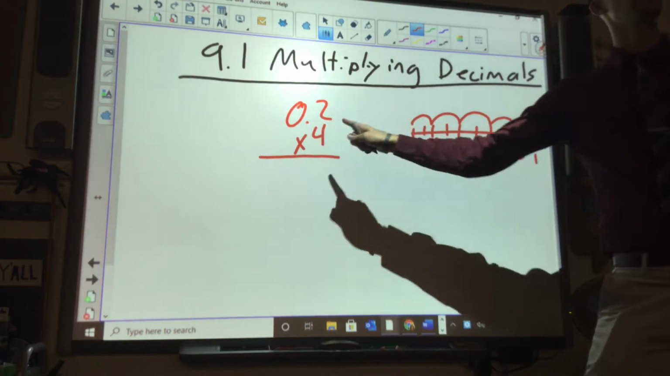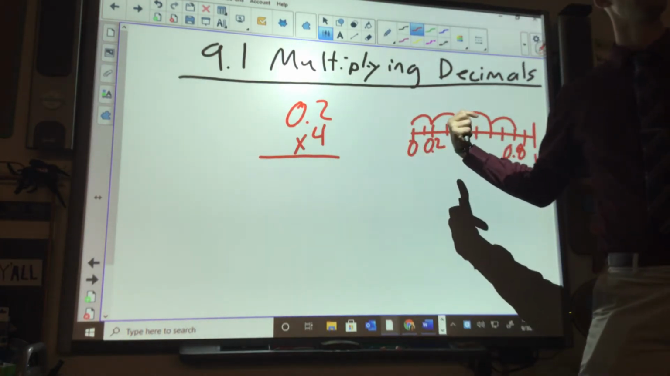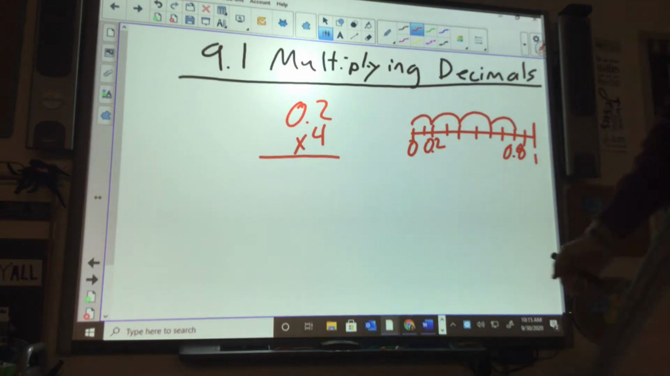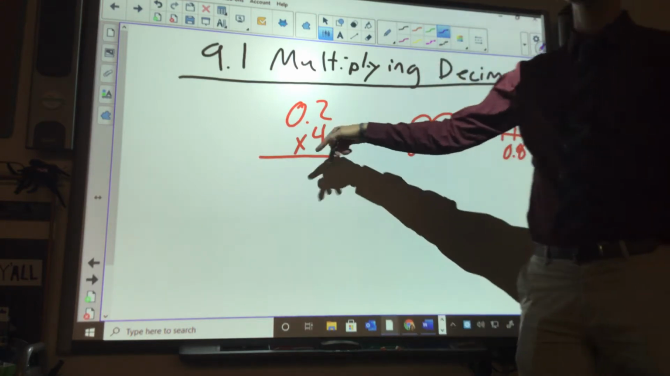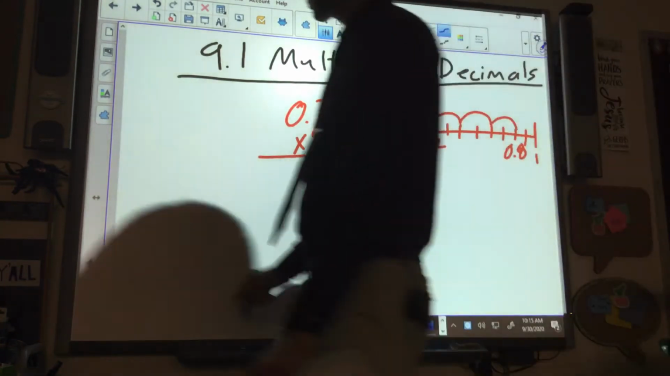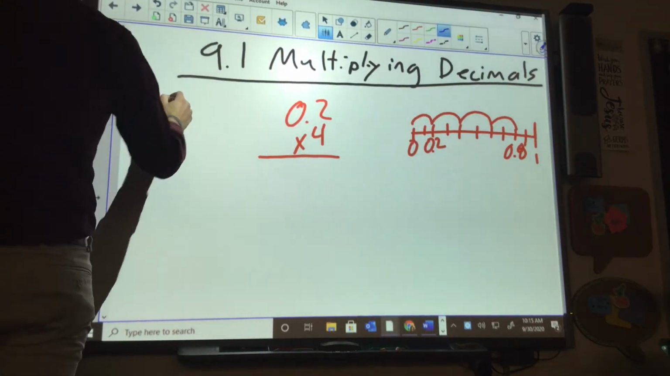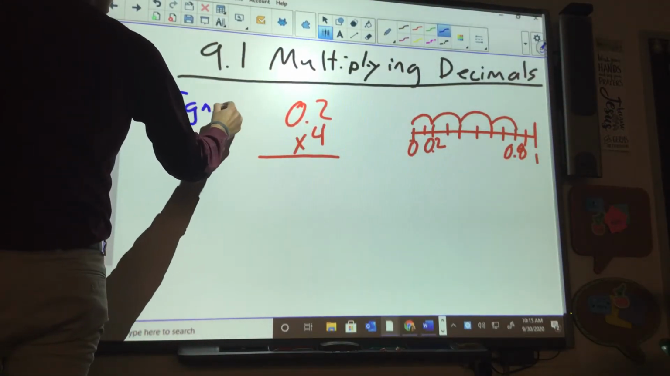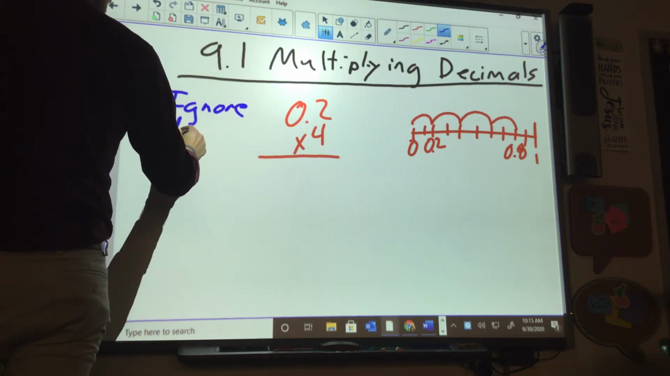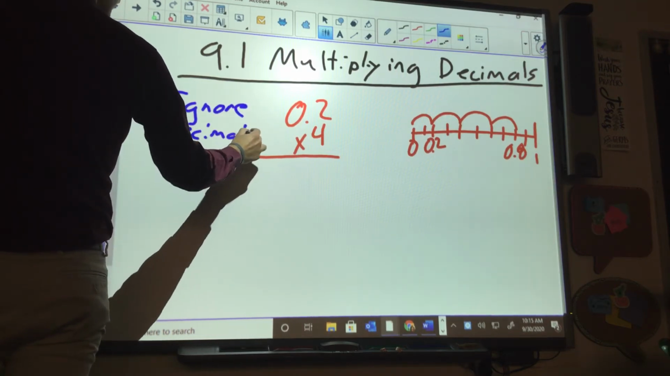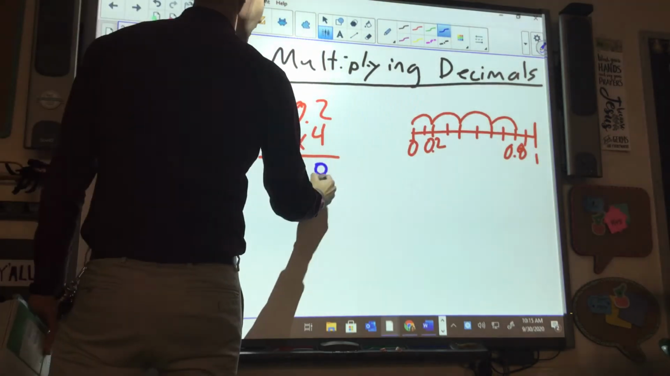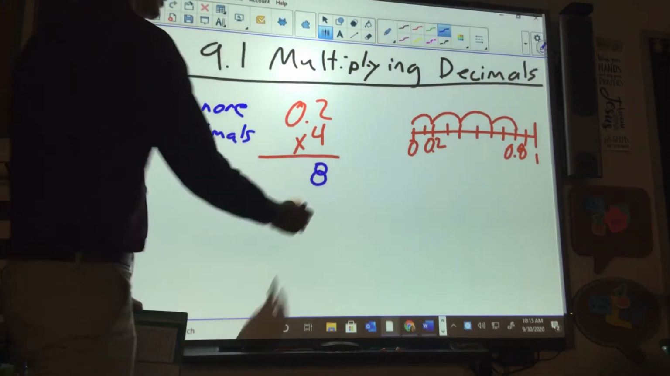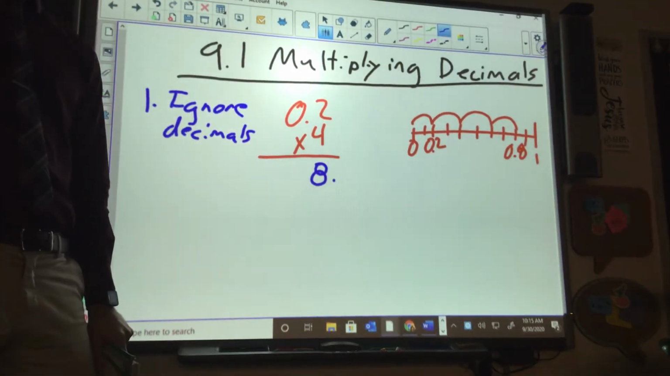So that shows you this. I'm going to show you so you don't ever need to do that. Here's what you have to do if you're trying to do multiplying decimals. Step 1, ignore decimals. You're going to want to write this down. So you just do 4 times 2 is 8. And you put your decimal point right there.